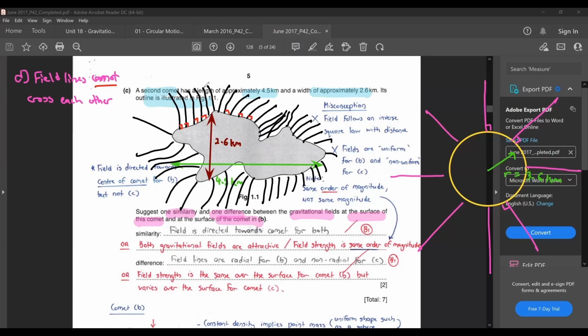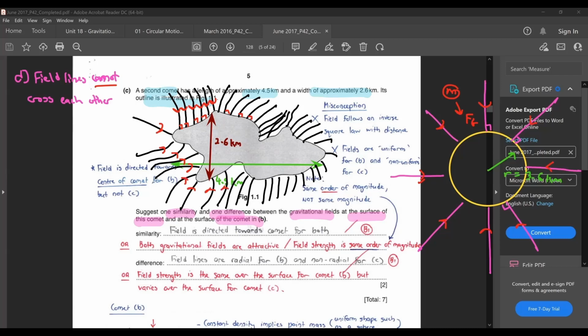Now, in terms of the direction of your field lines, for the spherical comet, the field lines would always be directed inwards because it follows the direction of force acting on the test mass placed at that particular point. Okay. Now, for the irregularly shaped comet, it will be the same thing also. It will be directed inwards.